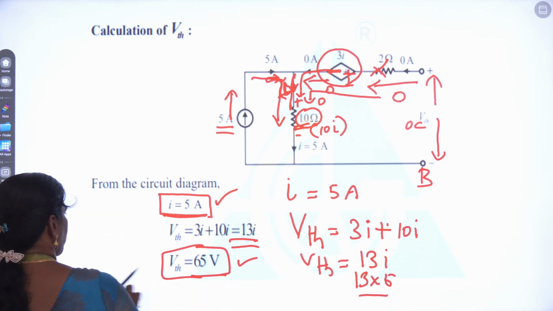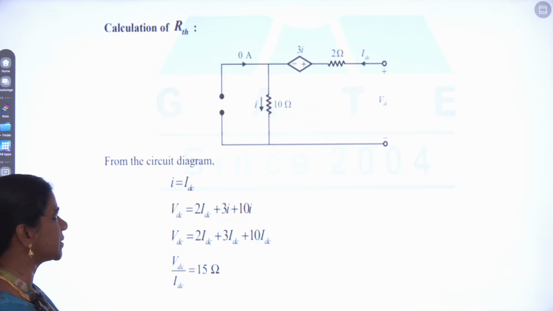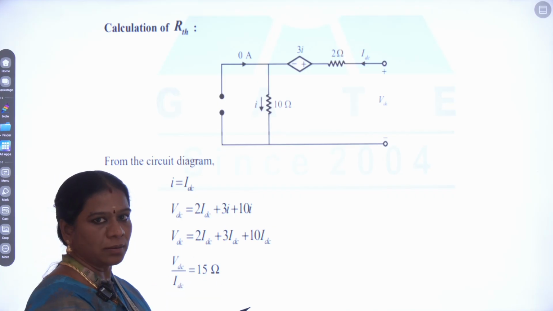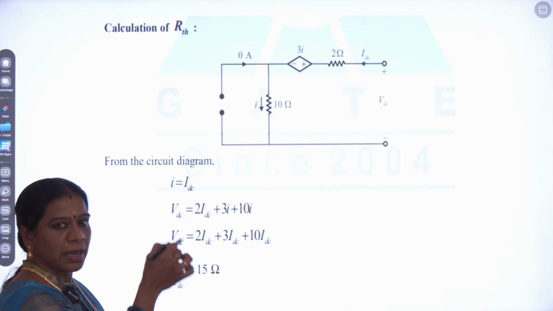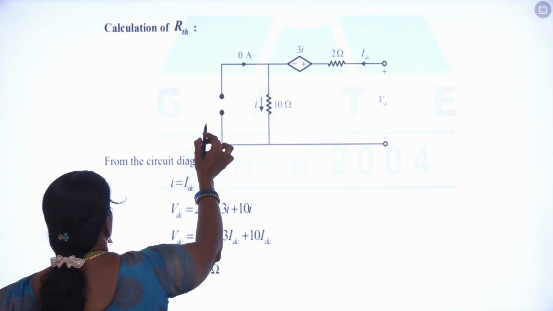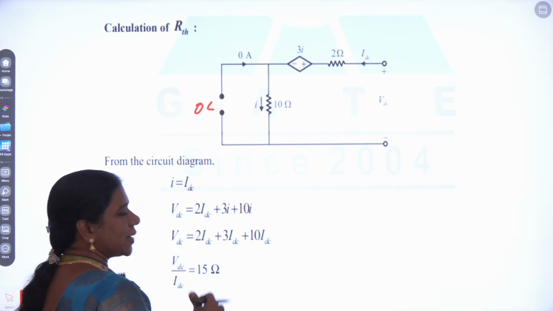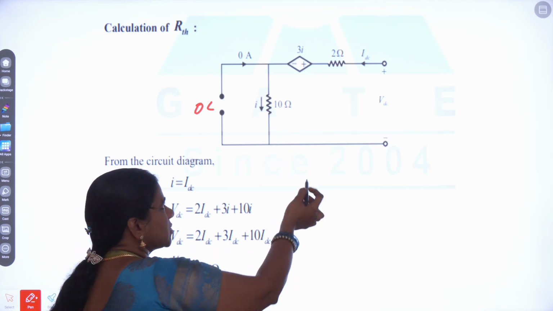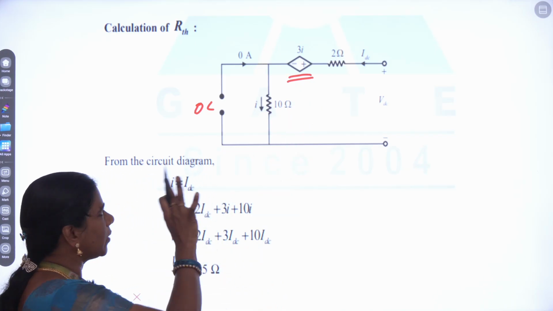Okay. Now we have to calculate RTH, Thevenin's resistance. For calculating Thevenin's resistance, as I said, we have to remove the sources. If there is a current source, that should be open circuited. Already there was a current source, and here that was open circuited. If there is any voltage source, that should be short circuited. Here there is no independent voltage source, but we have a dependent voltage source that we cannot remove, so it will be there as it is.